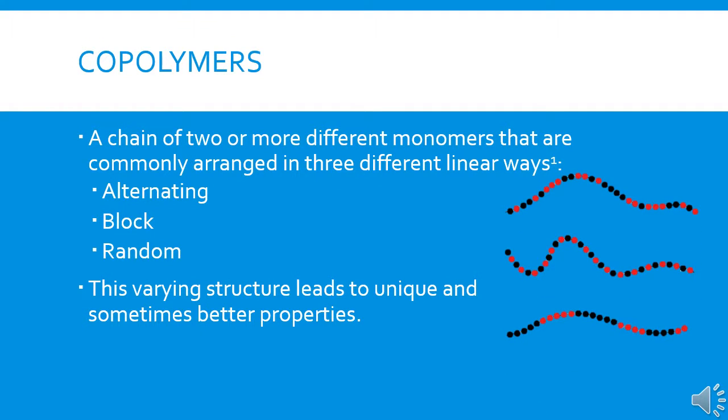Copolymers are chains of two or more different monomers that can be arranged in three different ways: alternating, block, or random. There are other types of copolymers, including all of the branched copolymers, but we will not be going over those today.